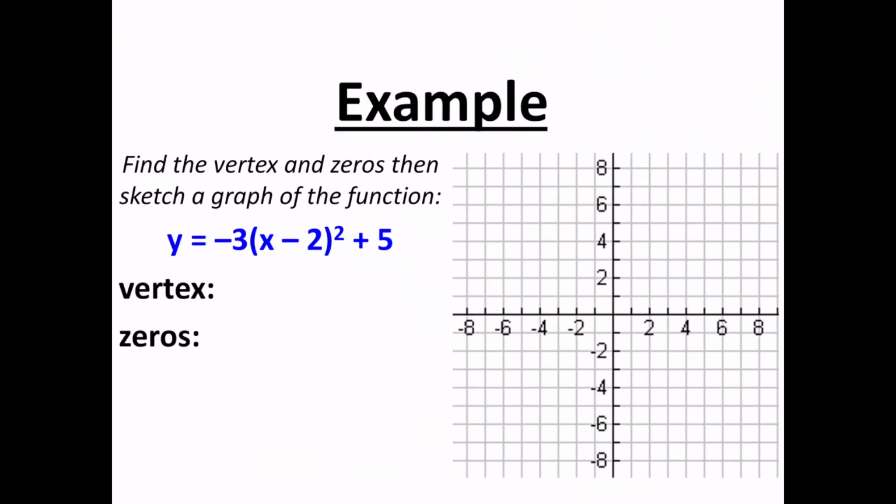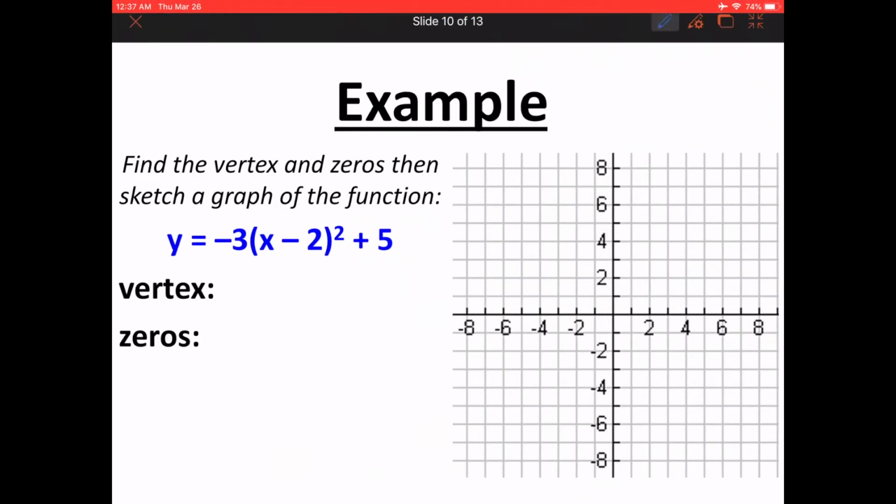And here we go with our first example. Find the vertex and the zeros, then sketch a graph of this function. To find the vertex, all we have to do is look at the equation. Remember, my vertex comes from h and k, where h is the opposite and k stays the same. So that means my vertex is going to be +2 and +5. So there's my vertex. Now to find the zeros.